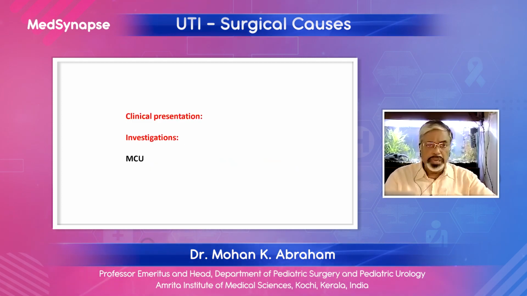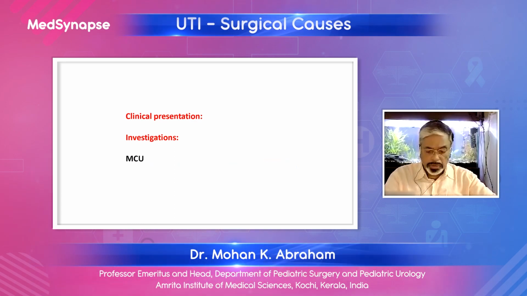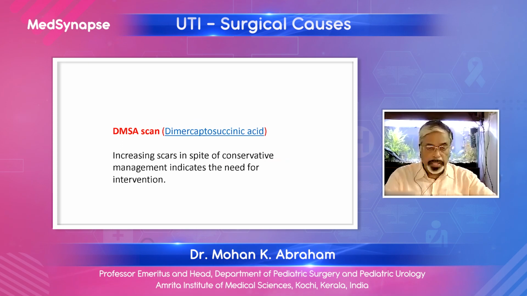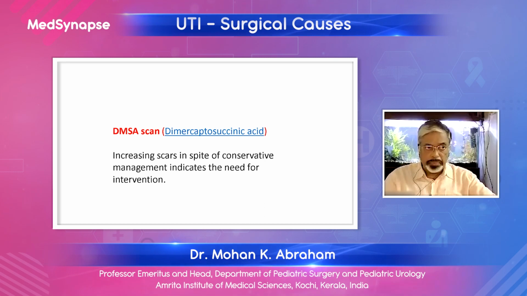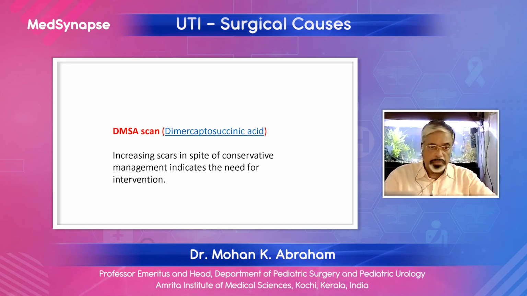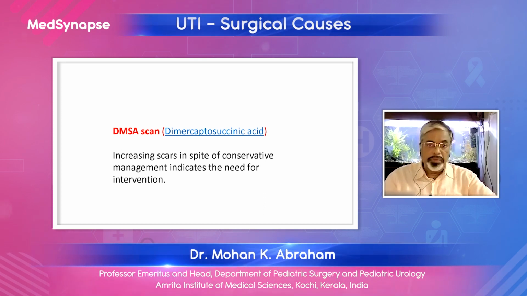Clinical presentation is usually with multiple urinary tract infections, and you do a micturating cystourethrogram to diagnose that. Now, if it shows reflux, then you do a DMSA scan, because the DMSA scan will tell you how badly the kidney is affected. If the kidney is not affected much and the reflux grade is not great, like 3 or below, then you can safely give conservative management to see whether your reflux will subside by itself or not.